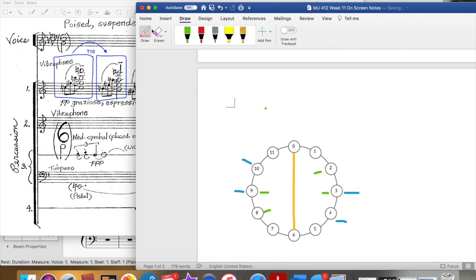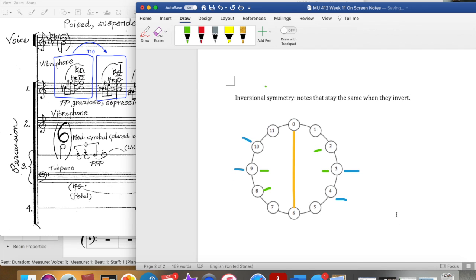So just to make clear what I'm saying there, inversional symmetry notes that stay the same when they invert. So in this case, 9 and 3 were both in the previous set, and so they're both going to be in the inverted version of the set. So it's sort of like we're just turning the piece of paper upside down on itself, so that the front page is now facing down on a table. Does that make sense? So anyway, that's one way to think about inversion.